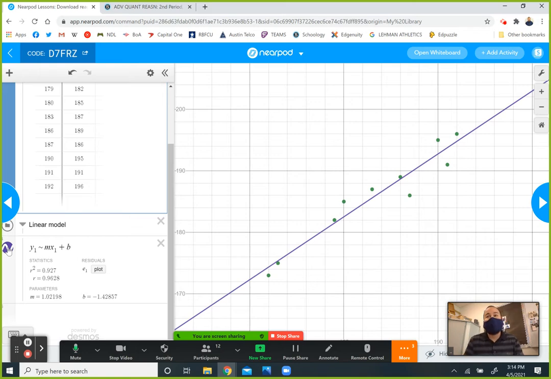This is called a linear regression line or a linear regression model. It's creating what it thinks is the best line to fit all of the data. And you guys should remember from Algebra 1 that y equals mx plus b is the standard form to write an equation of a line in slope-intercept form. M is the slope and b is the y-intercept. Do you guys remember that from Algebra 1? Yeah, a little bit.